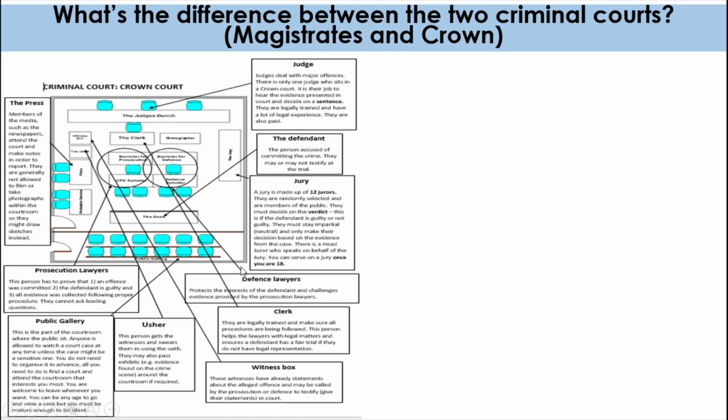In the Crown Court, you'll also find defence lawyers. These protect the interests of the defendant and challenge evidence provided by the prosecution lawyers. It's the defence lawyers that support and defend the defendant, and the prosecution lawyers who do the opposite. In fact, prosecution lawyers have to prove that: 1. An offence was committed, 2. The defendant is guilty, and 3. All evidence was collected following proper procedures. They cannot ask leading questions.